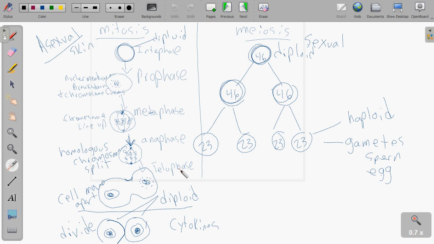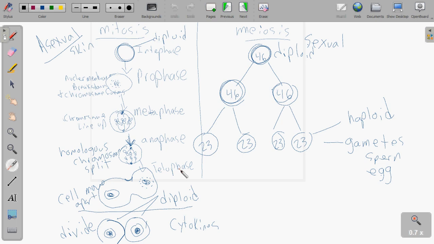In telophase, a cleavage furrow starts to form. That's that kind of indentation you see in the middle. And then the cells move apart as the nuclear membrane reforms. And then finally, in cytokinesis, the cells divide and you get two new identical cells. Okay? Now, mitosis makes two cells.